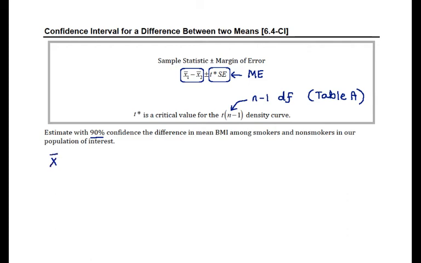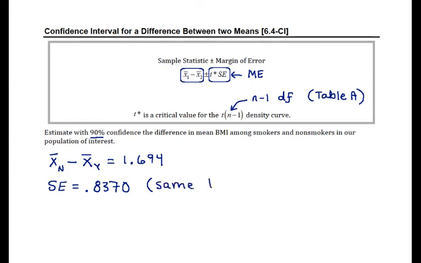First, our x bar for non-smokers minus x bar for smokers was 1.694. Also, our standard error of this difference of means, which we got from the applet, is 0.8370. For a difference between two means, we use the same standard error formula as we used for a hypothesis test.